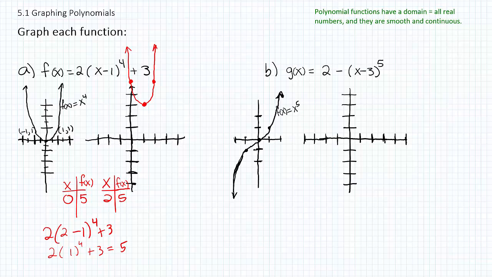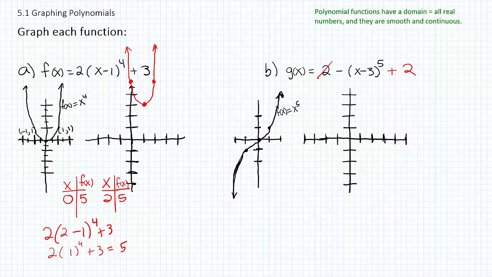So they've written the other one in a slightly different format. Normally we'd have that 2 at the end of the graph here in g of x. So normally it would be minus parentheses x minus 3 to the fifth plus 2. That's okay, don't let that confuse you. In fact, I'm just going to cross that out here and just put plus 2 here, right? It's the same thing, correct?